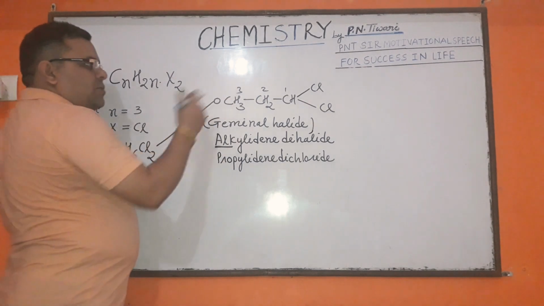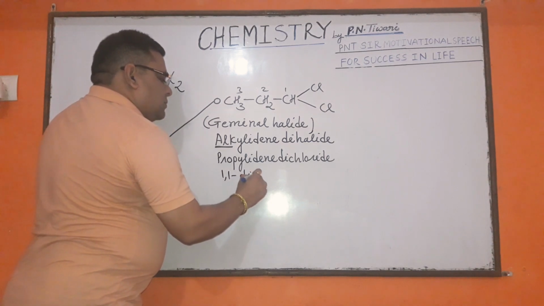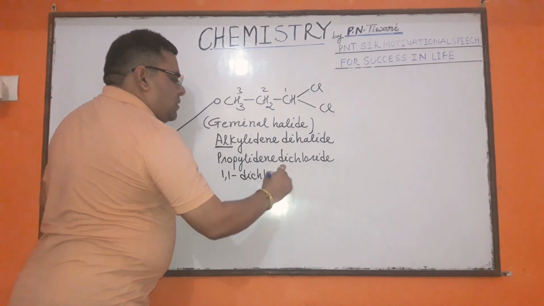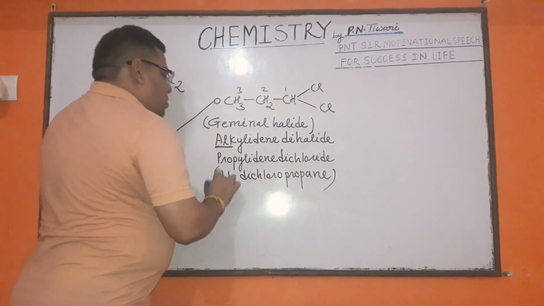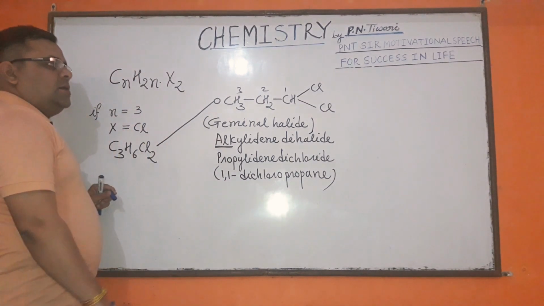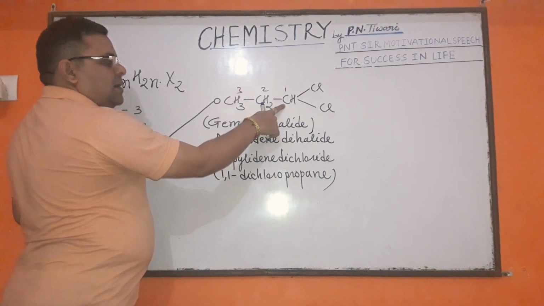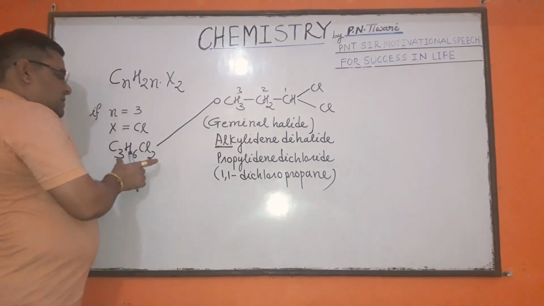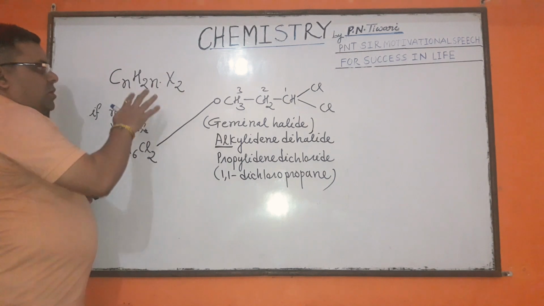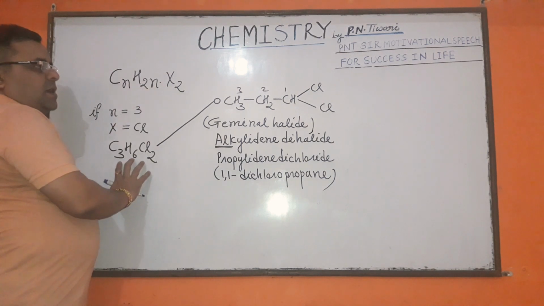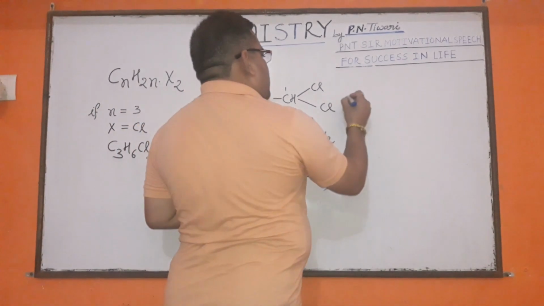And how can we write its IUPAC name? Simply, it is 1,1-dichloropropane. So its IUPAC name is 1,1-dichloropropane, and it is commonly called propylidene dichloride. So those dihalogen derivative in which both the halogen element are linked with the same carbon element are called geminal halide. With the same molecular formula, we can also draw one more structure of such kind of dihalogen derivative. If we change the position of this chlorine, then its structure will be its second structure.